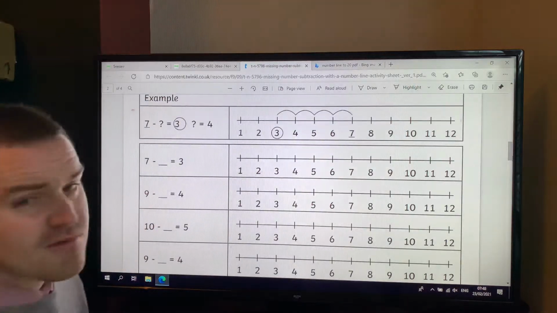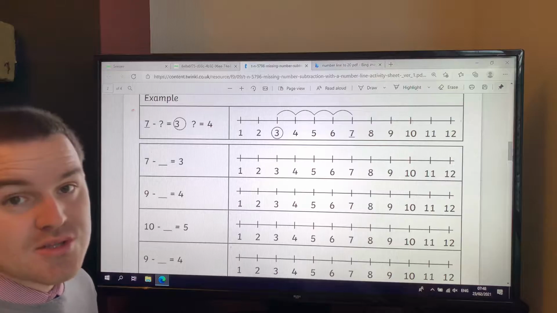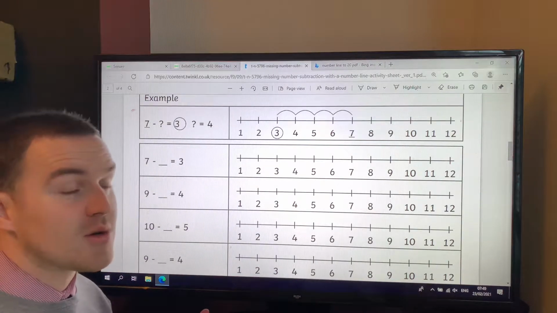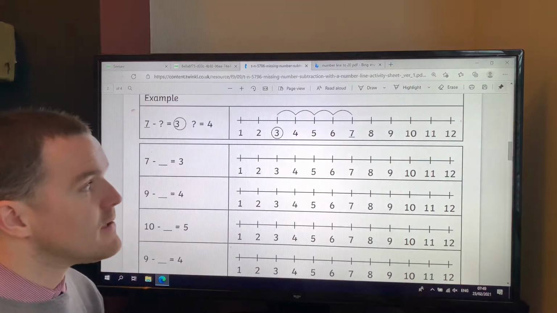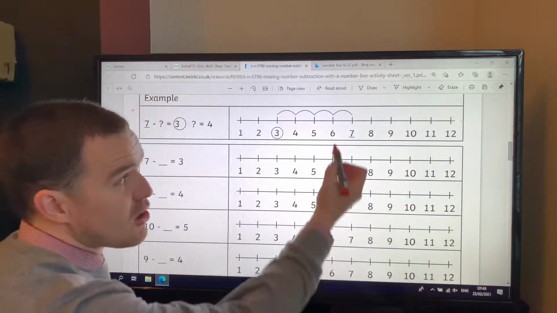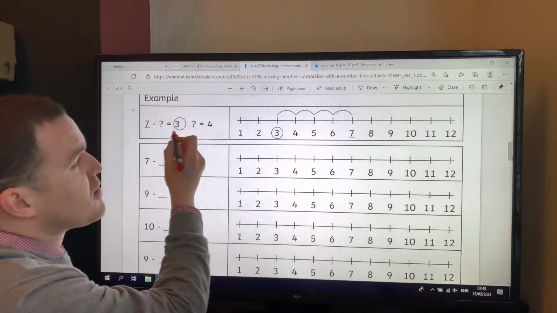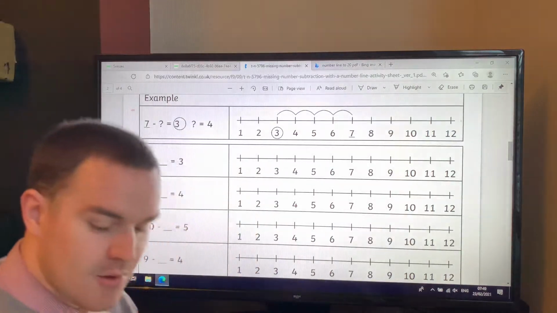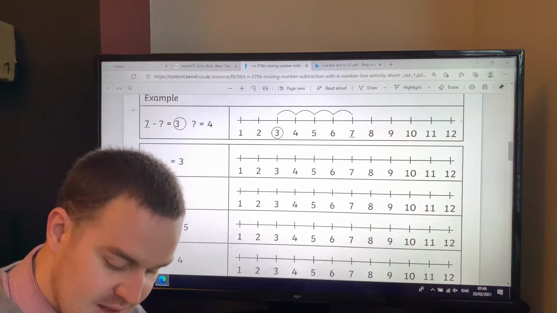So for our first question, it says 7 take away something equals 3. Now, obviously when it's subtraction, you know you start off with a bigger number, but when you get your answer, it has to be smaller because you're taking things away. So they've done the example for us and they've started at 7 and they've taken away a certain number until they've got to 4. So they knew where they started. Write that down on the whiteboard. They knew where they started. They didn't know how many they'd taken away.